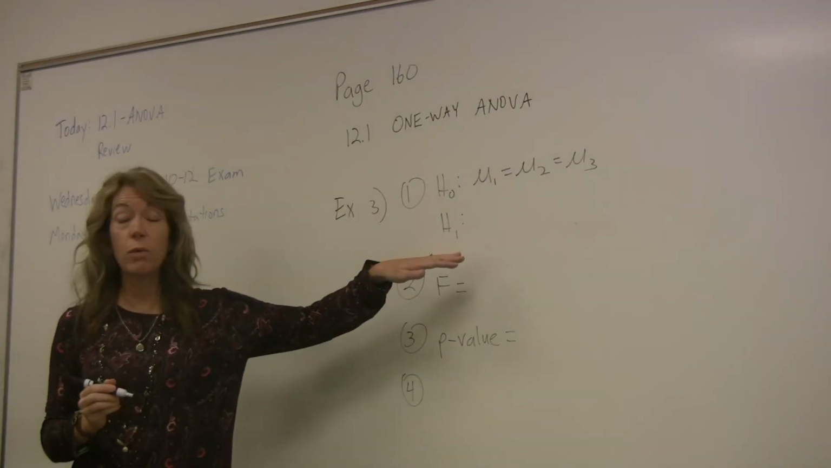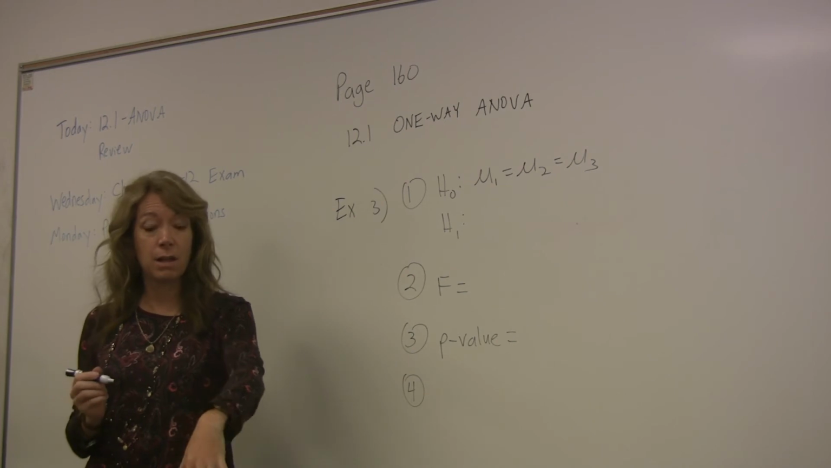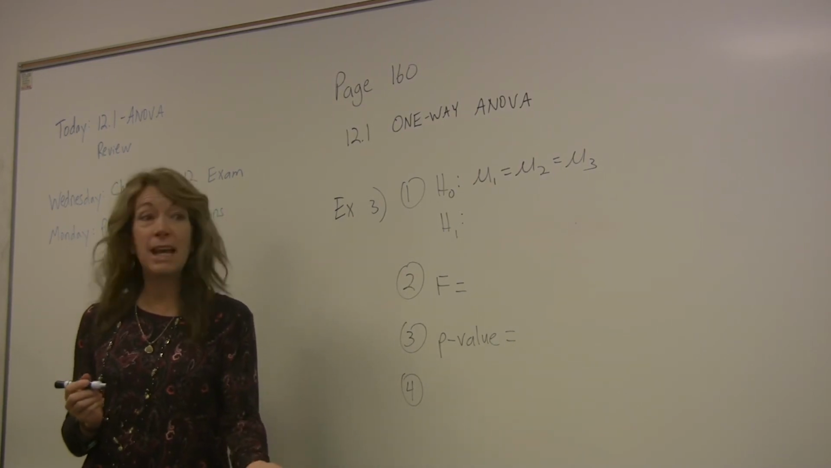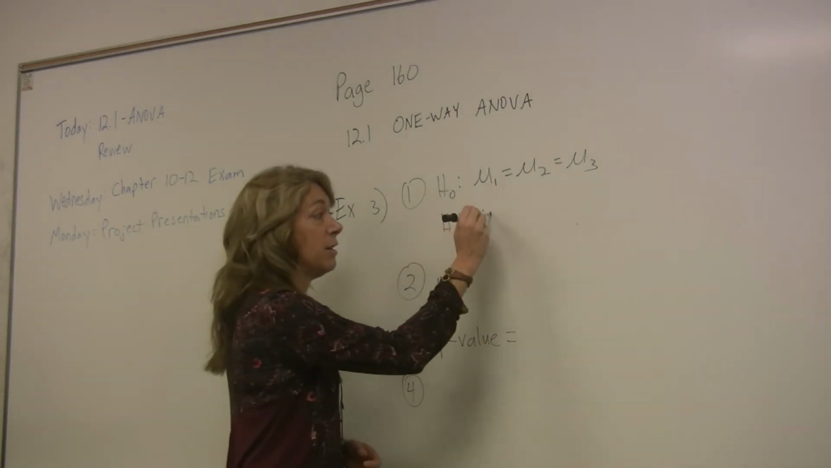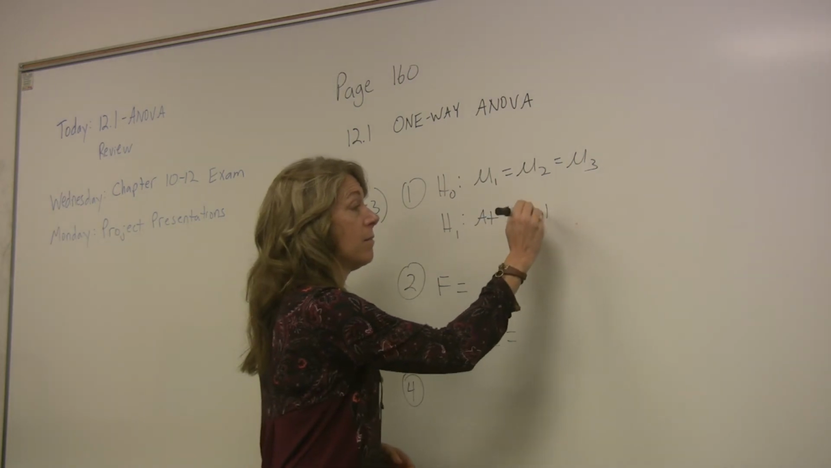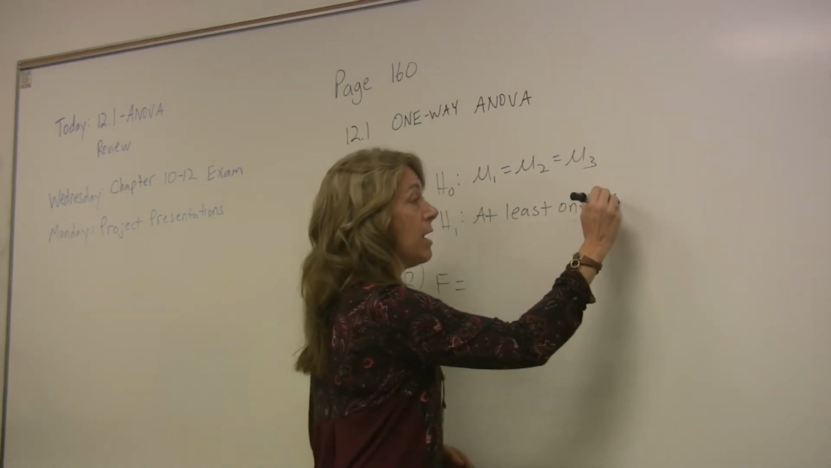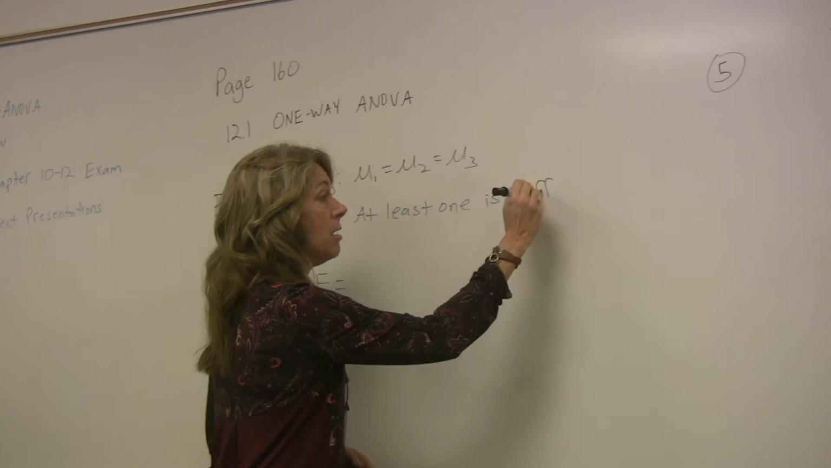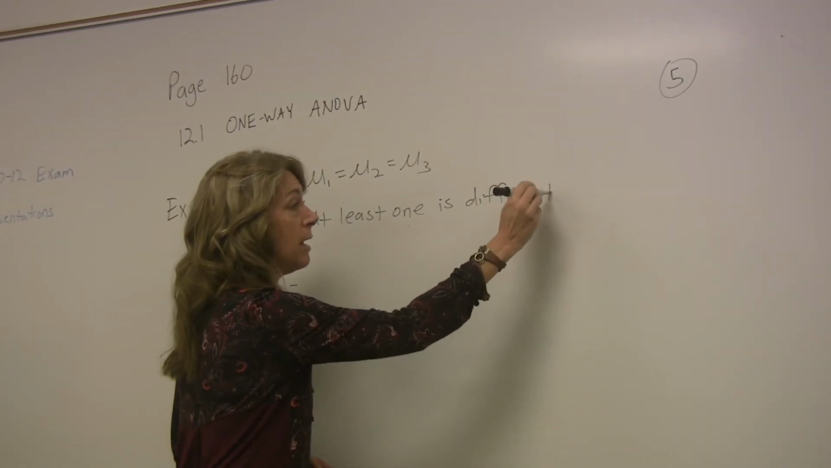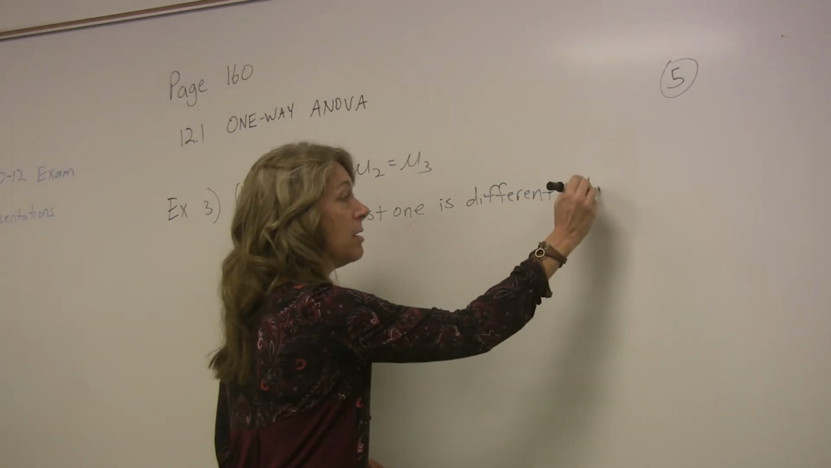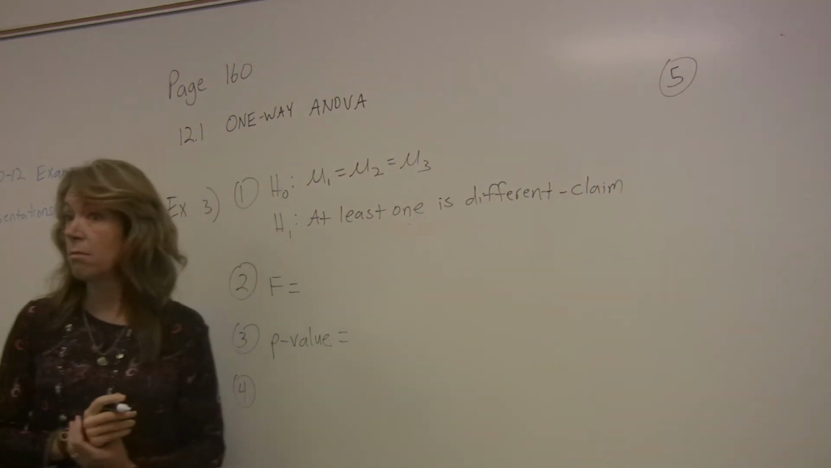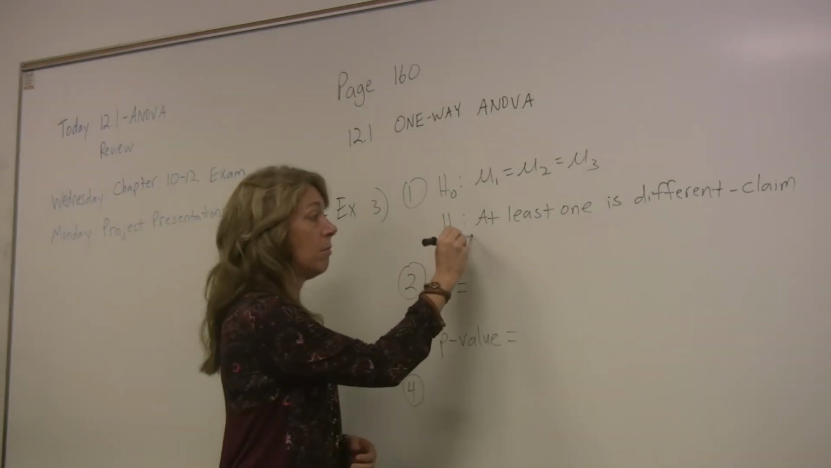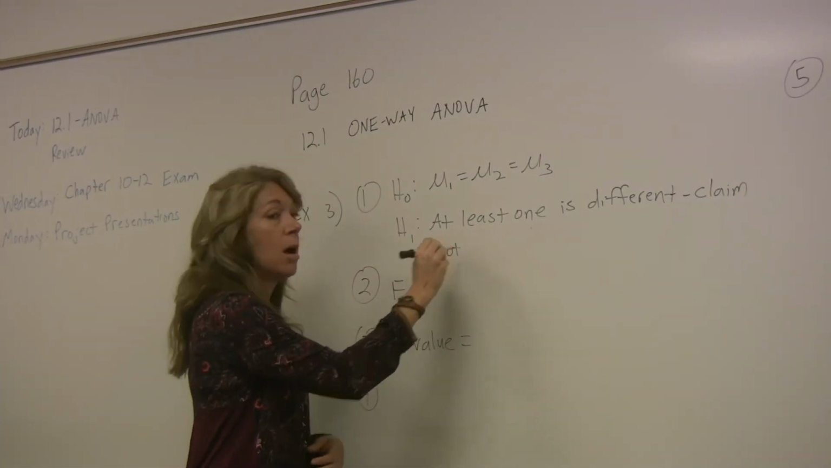And then for H1, we could either write the words they have here, that they're not all the same. That's the same though as saying at least one is different. I'll write them both up here. Everyone see what Evelyn is saying though, that this one is our claim this time? Yeah. So you wouldn't write it as like mu1 is not equal to mu2 is not equal to mu3.